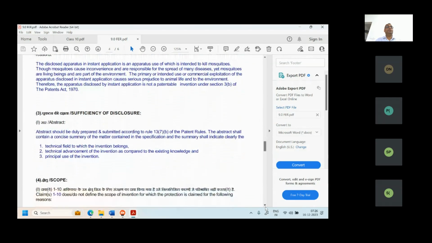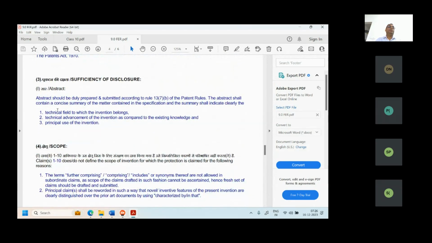Now comes sufficiency of disclosure. Abstract. They are again saying we have discussed how to write an abstract, and this is the objection they have received. The abstract shall be a concise summary of the matter, content, and specification, and it must clearly indicate three things: the technical field to which it belongs, the technical advancement of the invention as compared to existing knowledge, and the principal use of the invention. When you are drafting your abstract, these three things should be there. That's what they are looking for: technical field to which the invention belongs, technical advancement, and principal use.